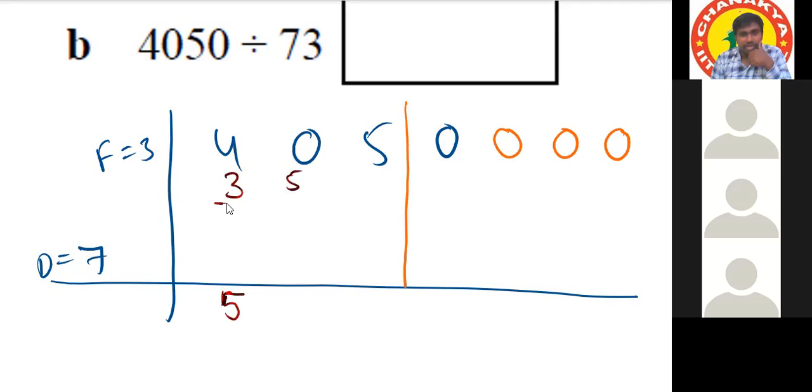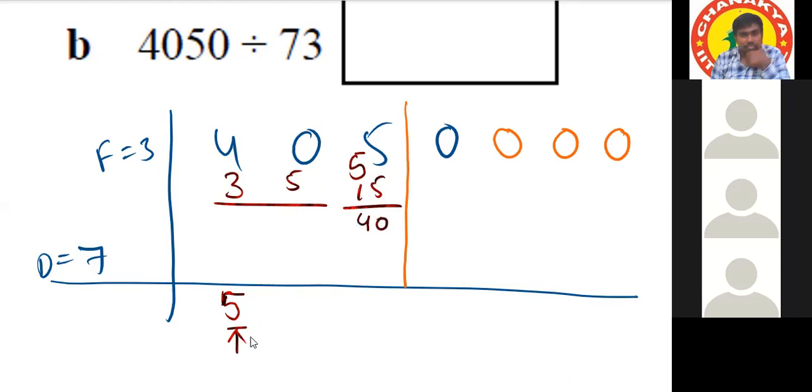What is the remainder here? The remainder is 5, which will go to that side. Next, flag multiplication with the quotient. The 3 5s are 15, sir. So we have to subtract it. What is the remainder here? 40. So it will be 40.